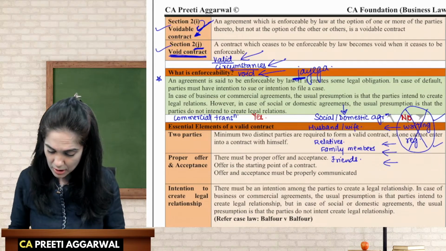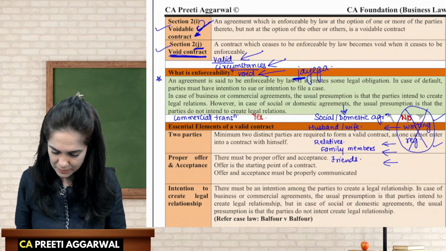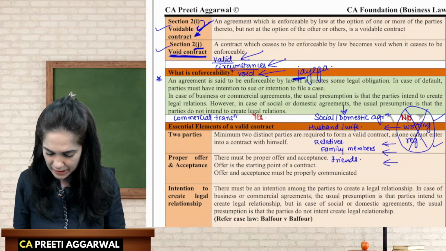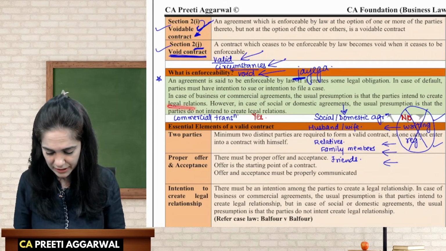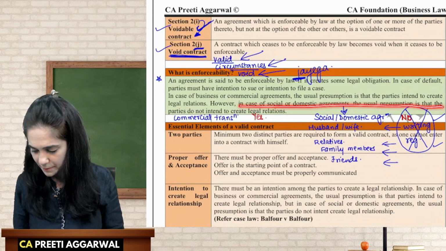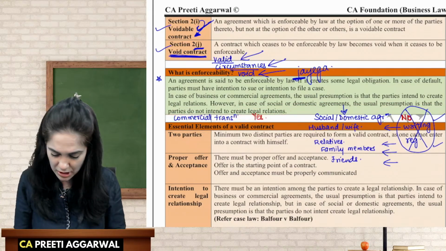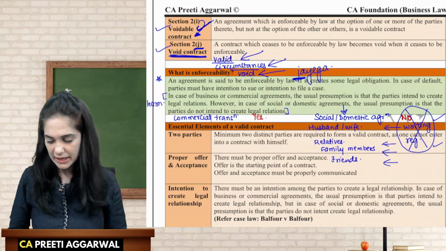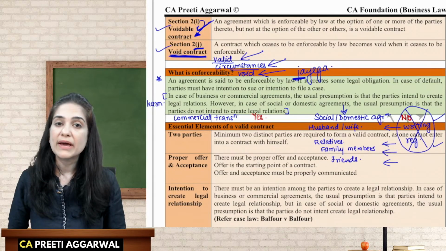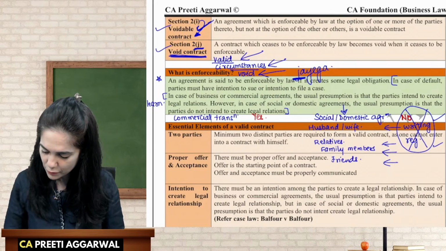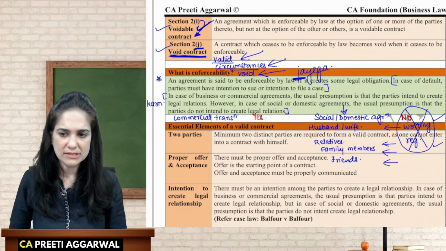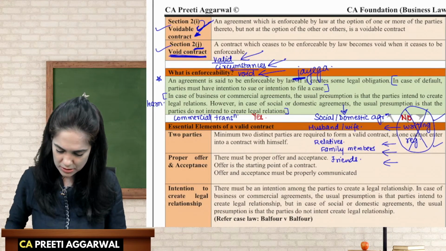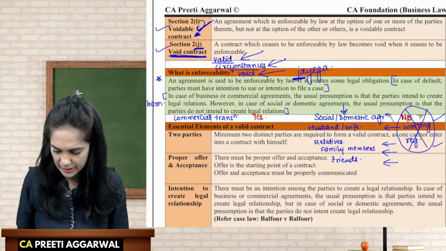Okay, now, yes, this is important for exam and you need to learn this. In case of business or commercial, the usual presumption is that parties intend to create legal relation. In case of social domestic, the usual presumption is that parties do not intend to create legal relation. This you will have to write in the exam. And you will also have to explain what is enforceability. For explaining that, you will say that in case one party defaults, the other party can take action. That is the explanation. So that was all about enforceability.